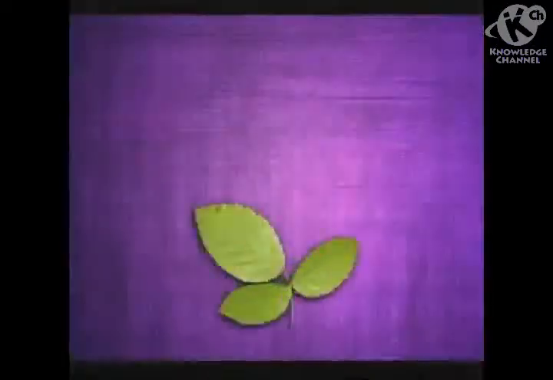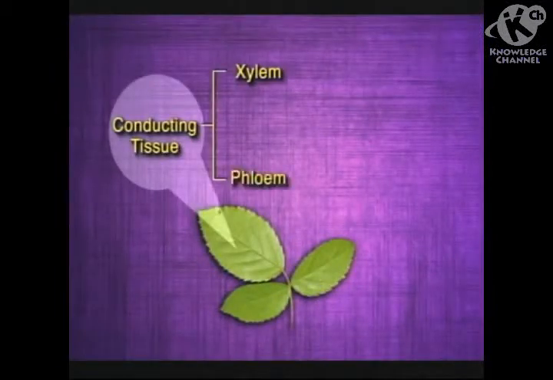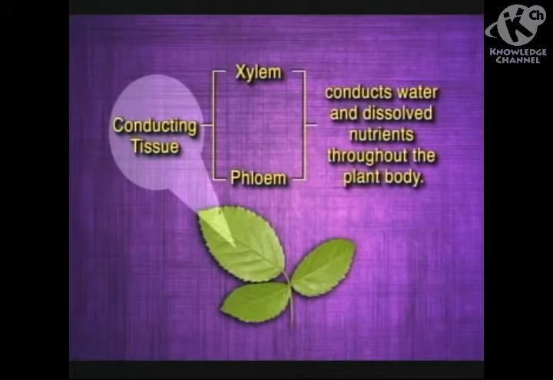Students, we all know that plants are very important. They provide food and oxygen for all living organisms. In fact, without plants, the earth will not survive. Because of their dominance in terrestrial ecosystems and their importance to humans, let us focus on the vascular plants or tracheophytes. Vascular plants have conducting tissues, the xylem and the phloem, which conduct water and dissolved nutrients throughout the plant body.